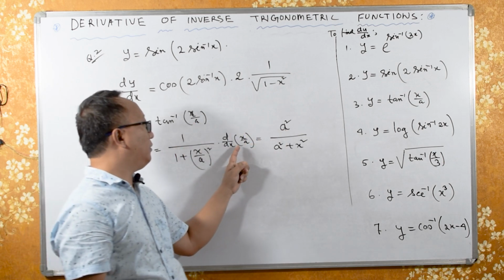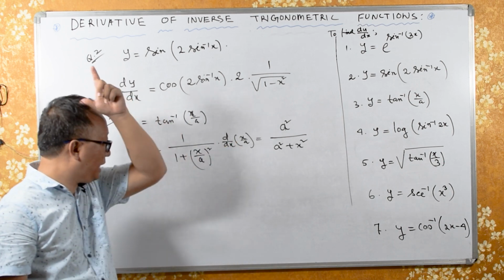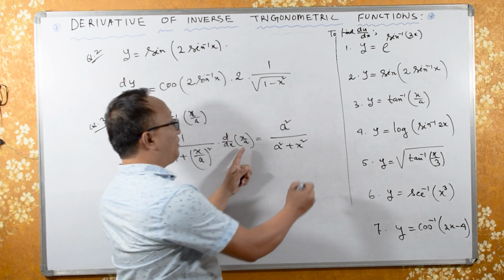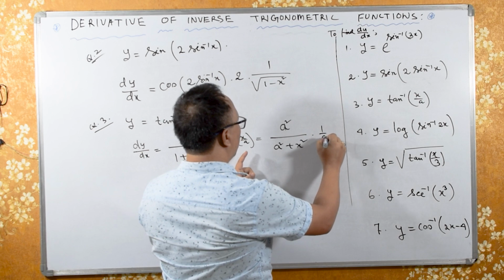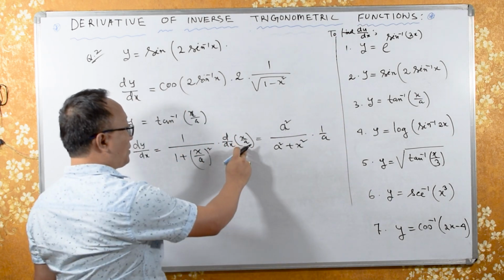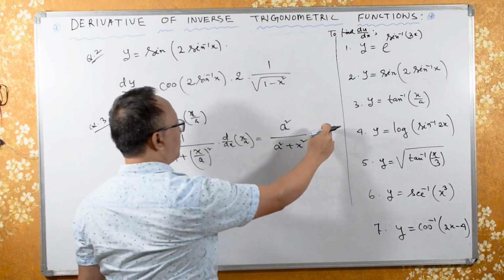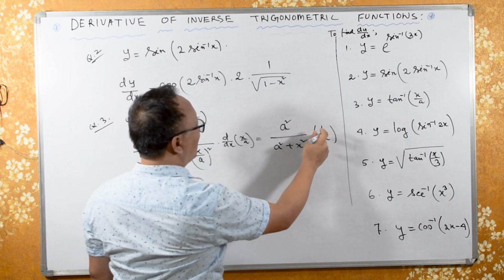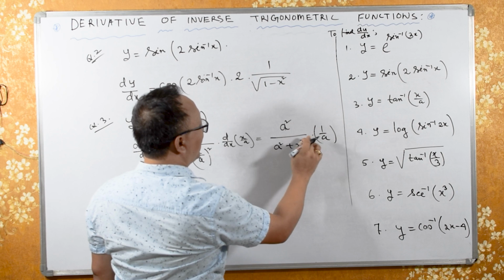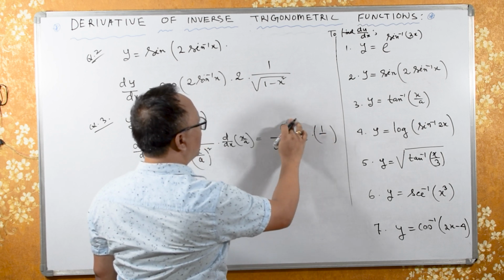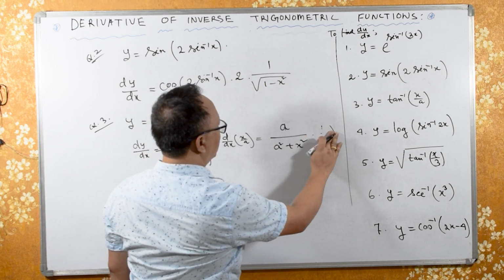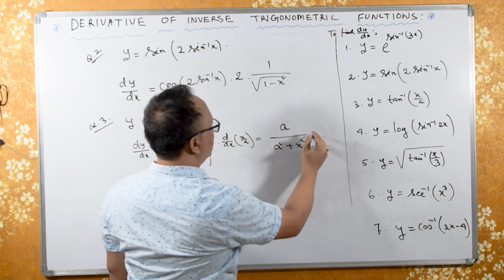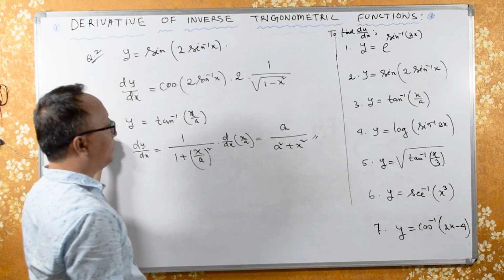Now d by dx of x by a will be 1 by a. Why? 1 by a is constant, and d by dx of x is 1. So you can keep it like this, or you can cancel. If I cancel this, a cancels here, you can keep it like this. Okay, this is the answer for question number 3.